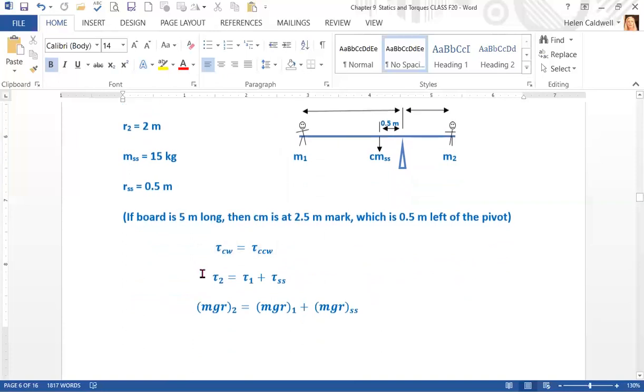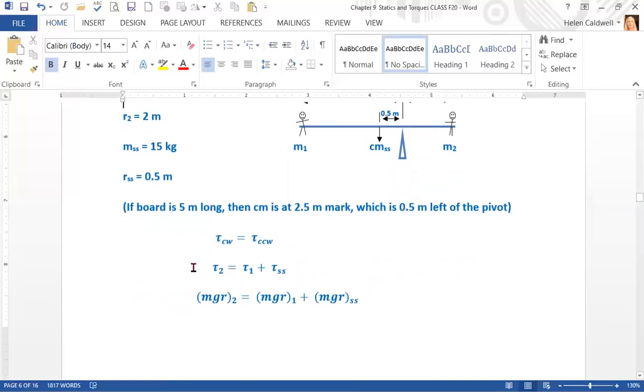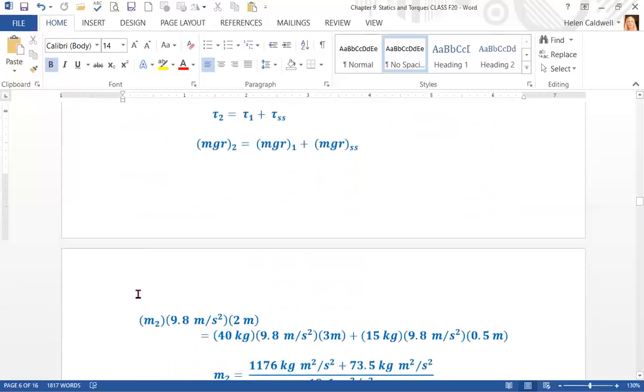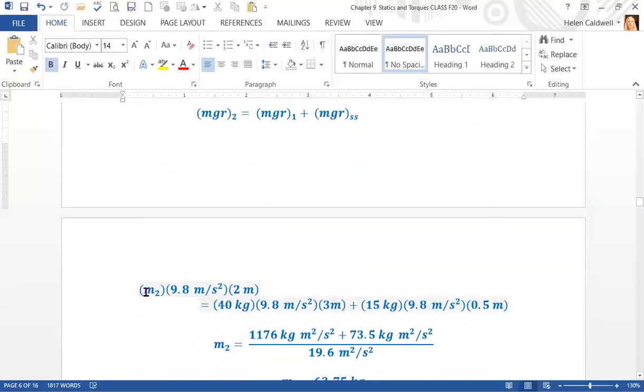So clockwise torques equal counterclockwise torques. Torque 2 equals torque 1 plus this torque for the seesaw. Torque is force times lever arm. Well, the force is the weight. So it's going to be mgr for child 2 and mgr for child 1 and mgr for the seesaw. We ought to be able to plug in. Mass 2 we do not know. g is 9.8 meters per second squared. And the lever arm for child 2 is 2 meters.